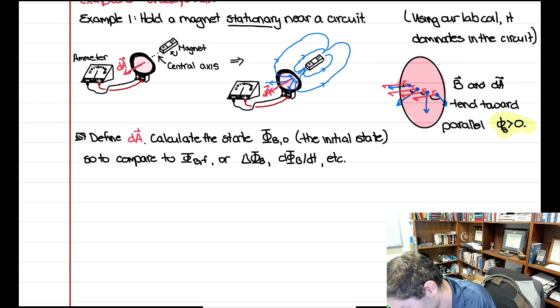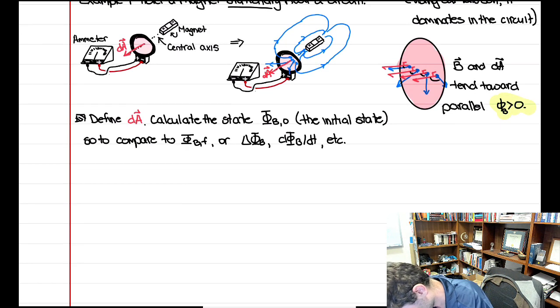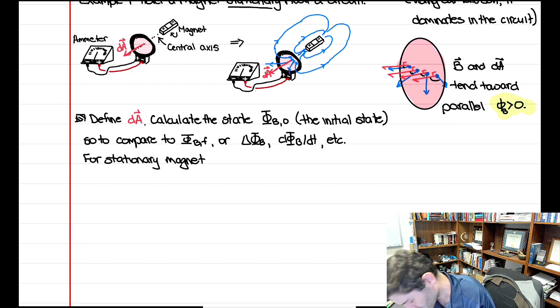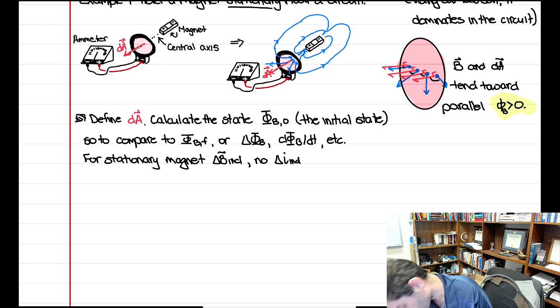So, in the case of the stationary magnet, you should notice that there is no induced B, there is no induced I, and there is no electromotive force.